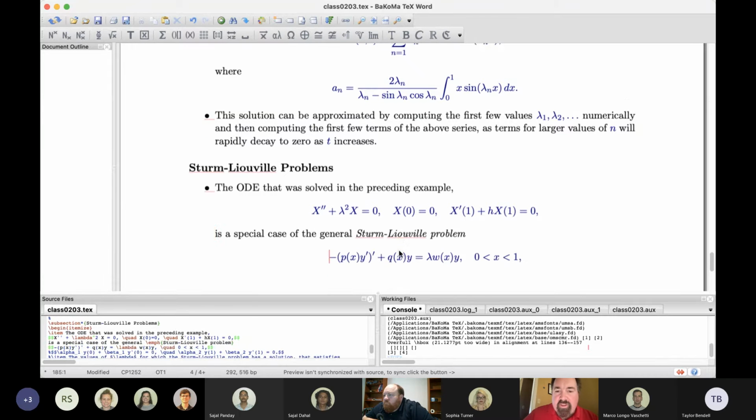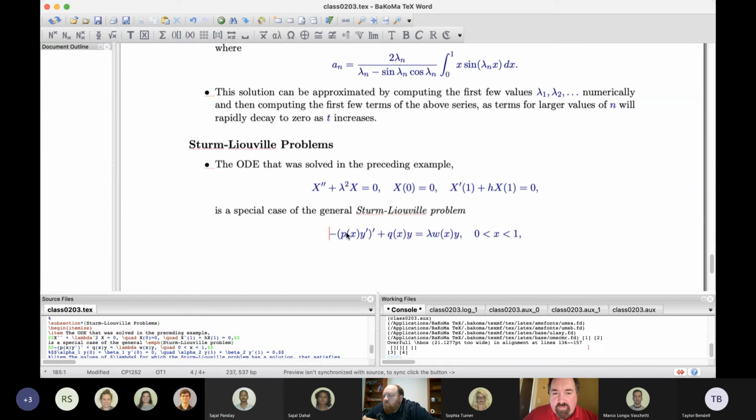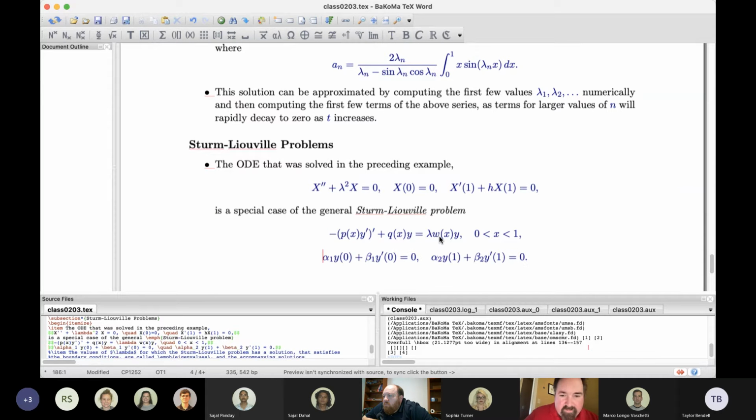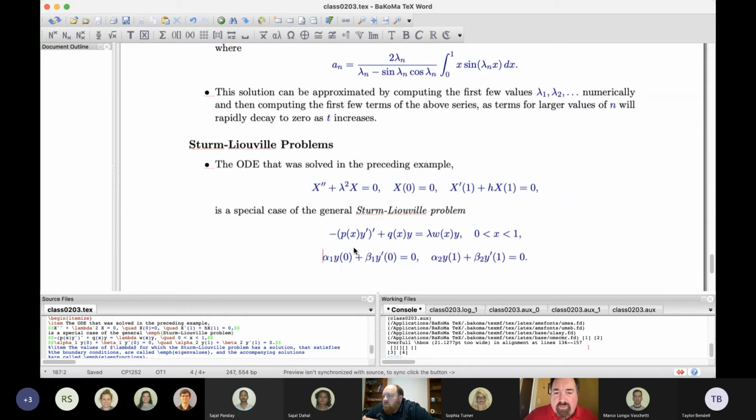And so a general Sturm-Liouville problem is one of this form, where we have some coefficients p(x) and q(x), and also this function w(x). That's called a weight function, which is why it's named w. And then we have these general boundary conditions here. So if you were to set p equal to 1, q equals 0, w(x) equals 1, then you would get this ODE. And then if you set alpha 1 equal to 1, beta 1 equals 0, you get this boundary condition. And then alpha 2 equals h and beta 2 equals 1, you would get this boundary condition.